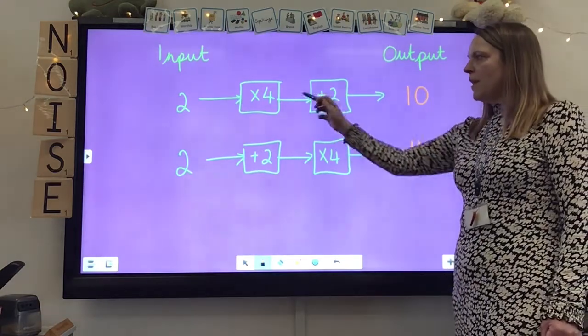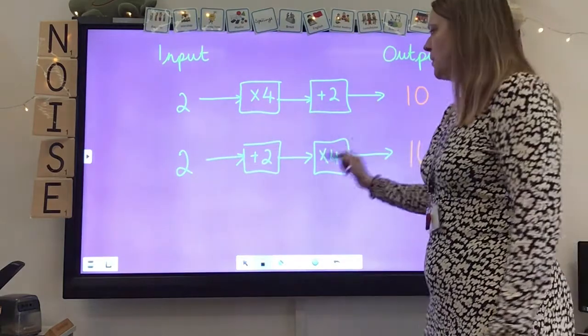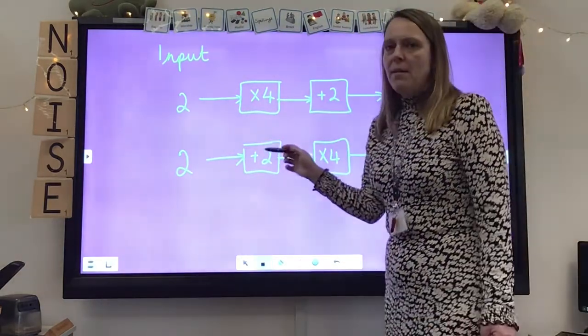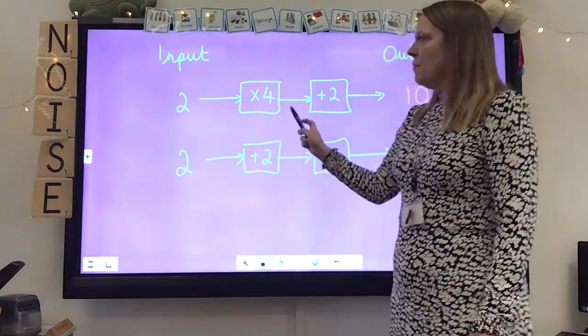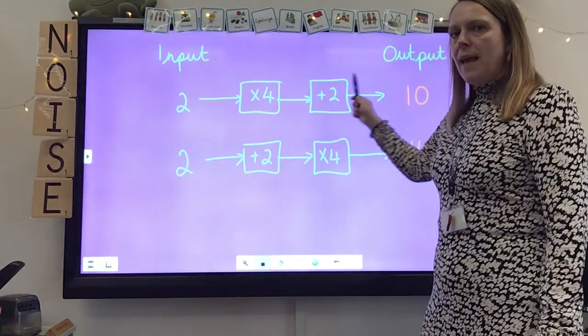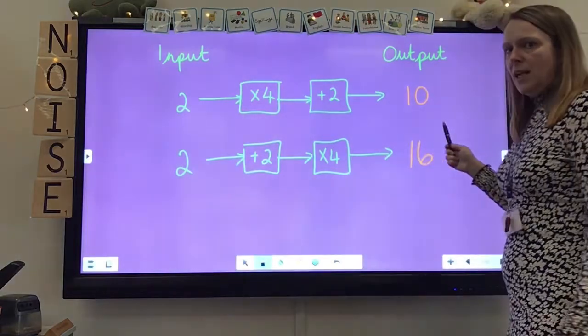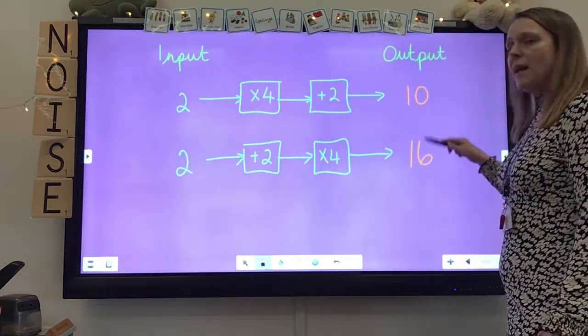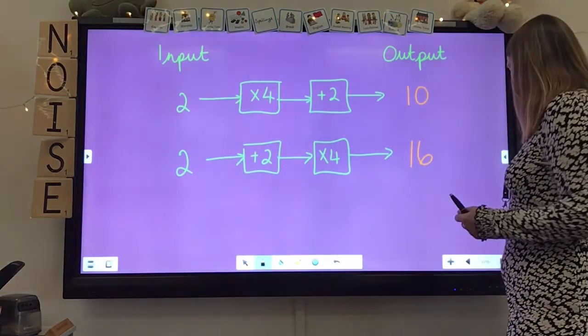Now, some of you might be thinking, oh, but Miss Carly, when you do BODMAS, you have to do multiplication before addition. But actually, with function machines, you do it in the order. You're following the arrow and doing it in the order in which it's shown on the machine, okay? So it does matter which way round you do it, you will get a different answer.